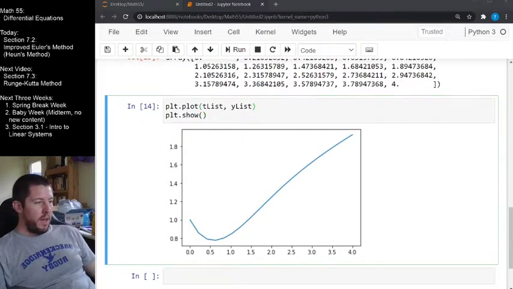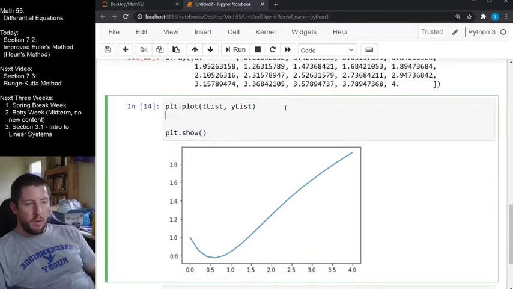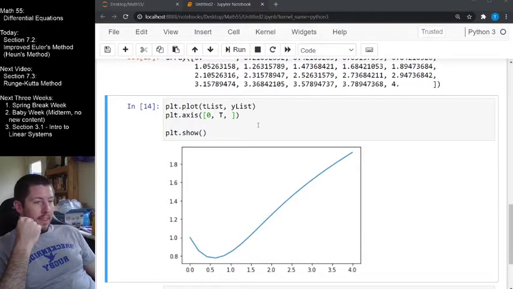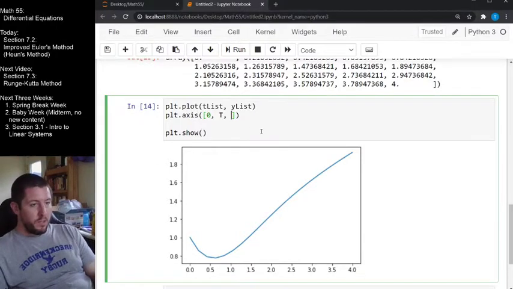So I'm going to throw in two extra things right here. I'm going to do a plt.axis. It wants a list of x min, x max, y min, y max. I'm going to go with x from 0 to 4, or really, I should do from 0 to t if I'm being responsible here. And the upper bounds right here, I guess I can't be as responsible with this one.